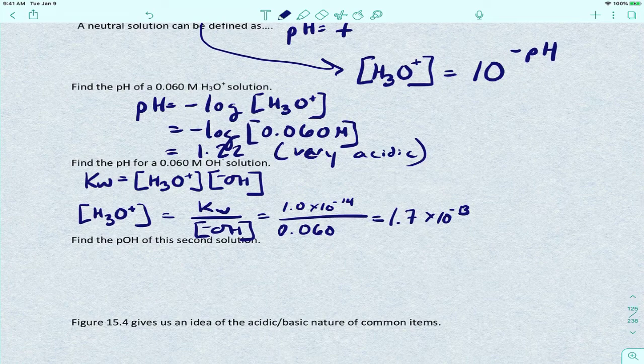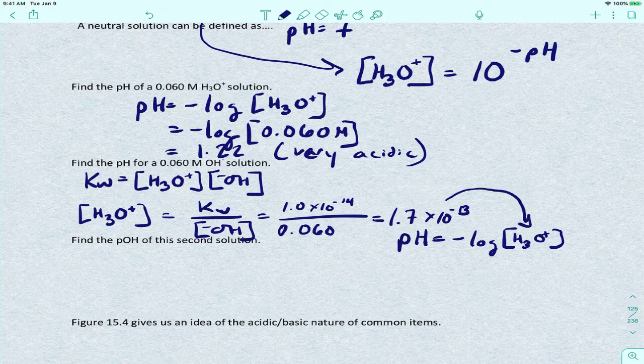And then based on this, the pH is equal to the negative log of the concentration of H3O plus, which we just found was this value. So if we plug it in, the pH would be equal to 12.78, which is definitely a basic solution.